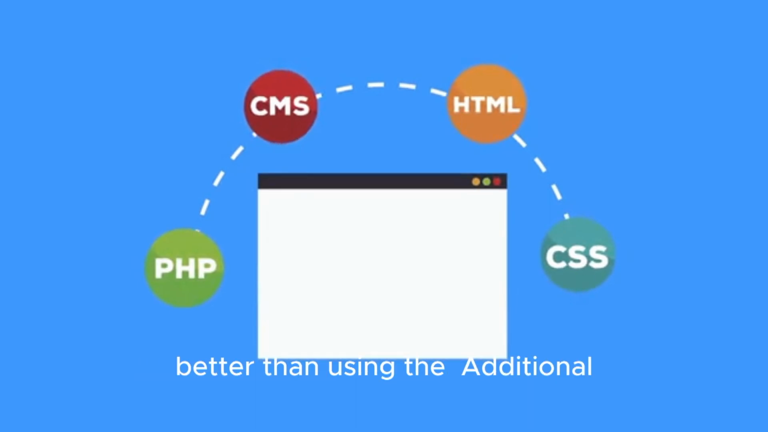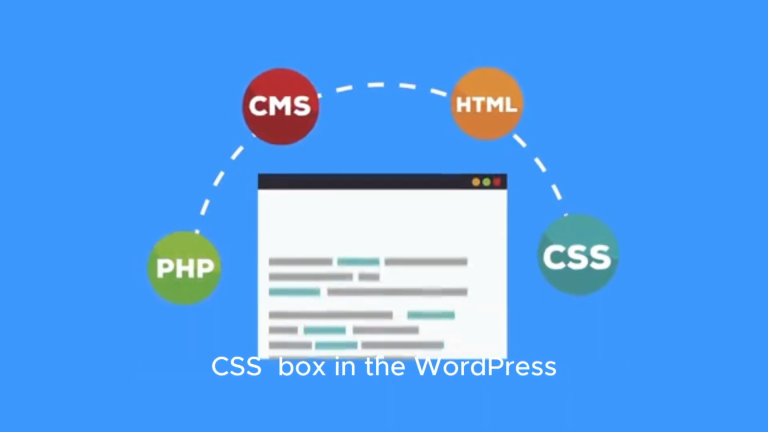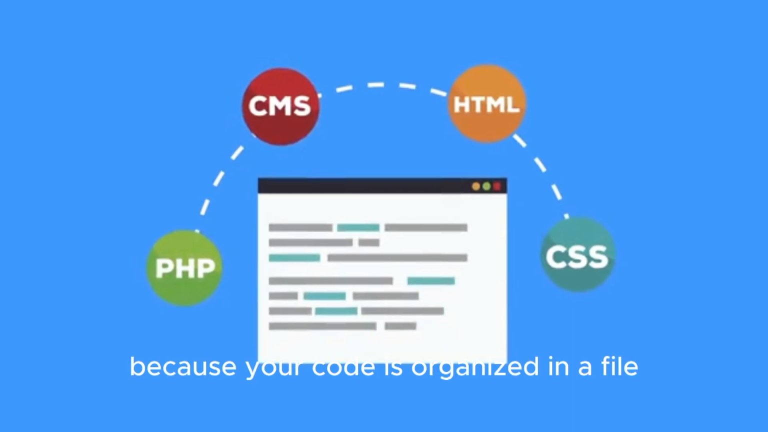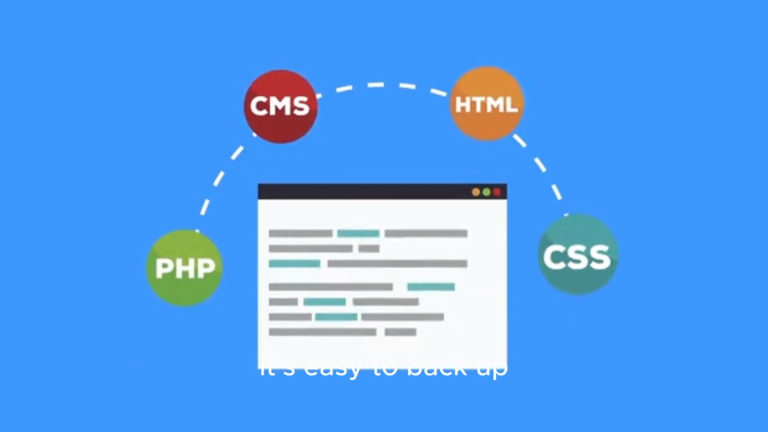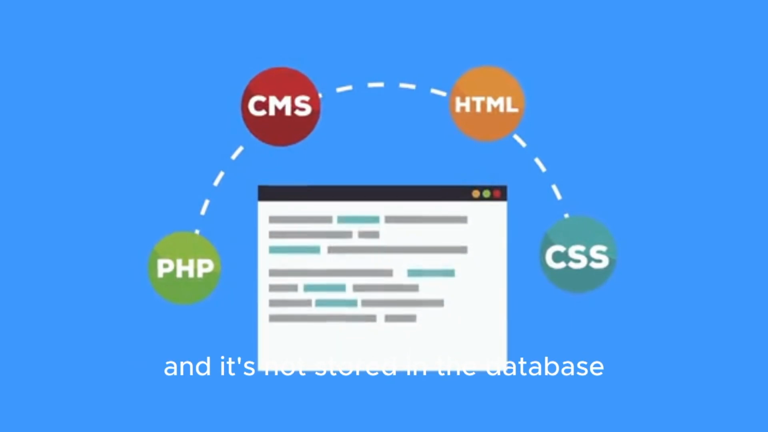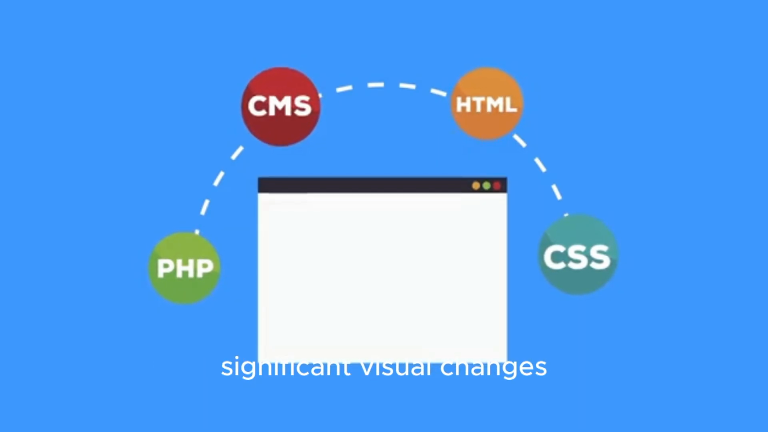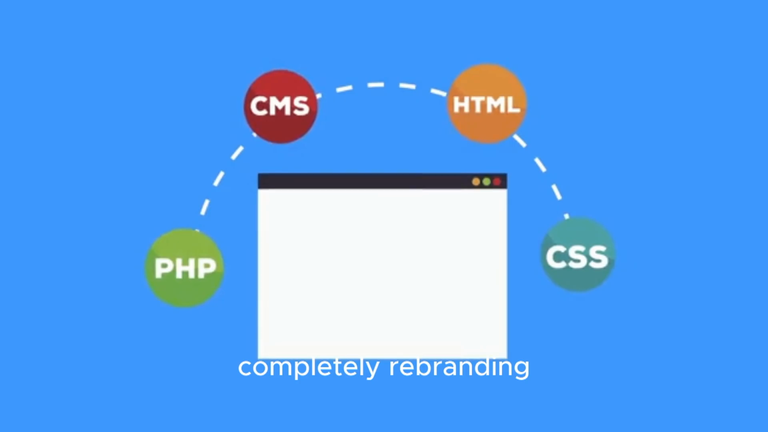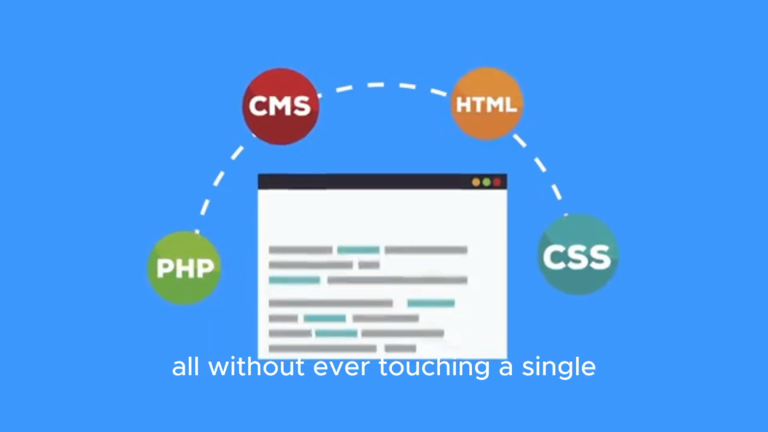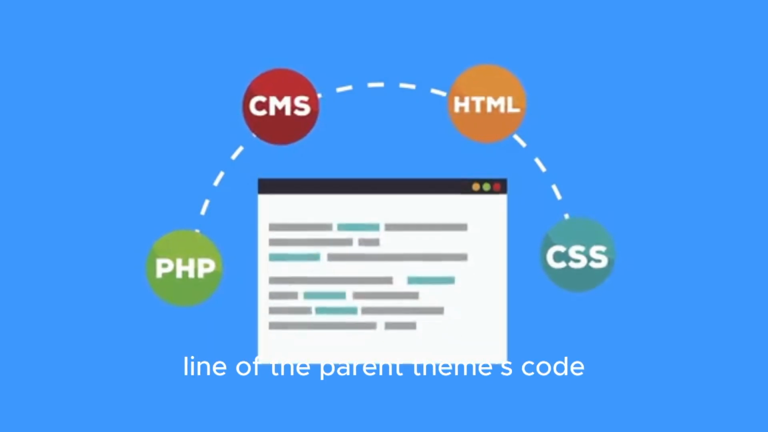This is infinitely better than using the Additional CSS box in the WordPress customizer. Because your code is organized in a file, it's easy to back up, and it's not stored in the database. It keeps your site cleaner and faster. This means you can make significant visual changes, completely rebranding a theme to match your unique style, all without ever touching a single line of the parent theme's code.